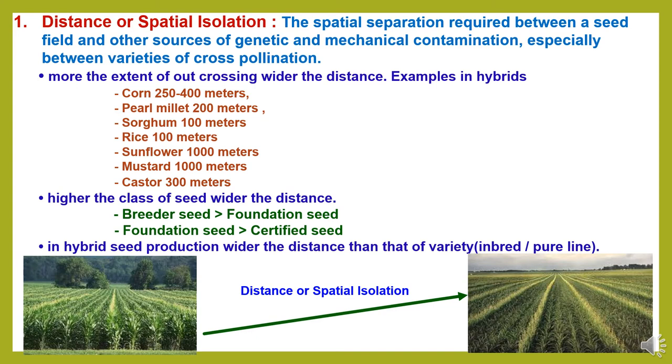Third is, in hybrid seed production, wider the distance than that of variety. In case of hybrid seed production, the isolation distance requirement is more compared to varietal seed production.